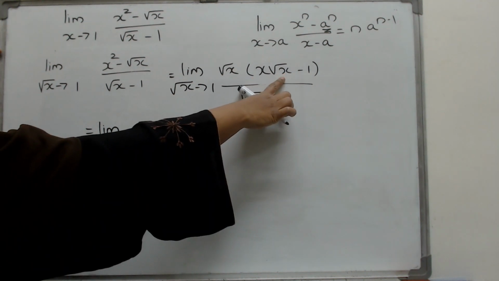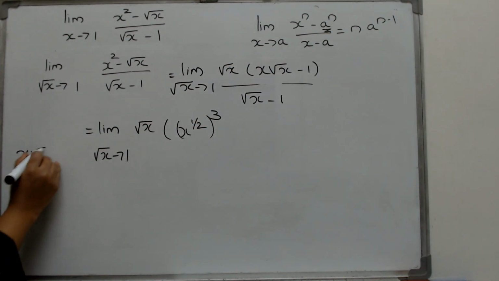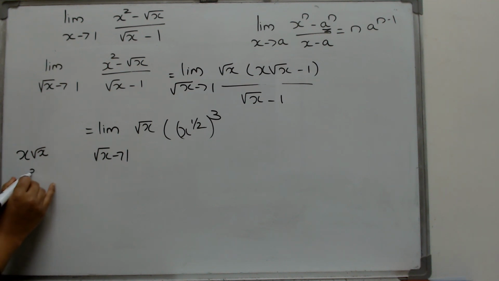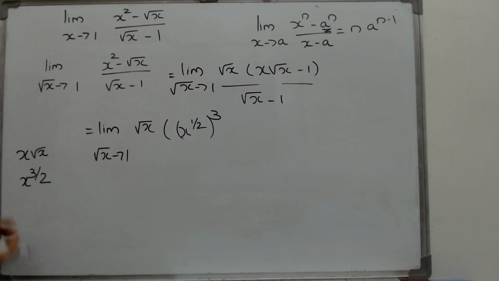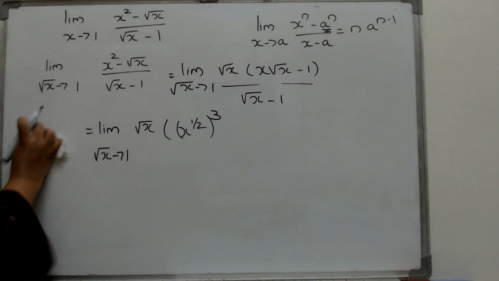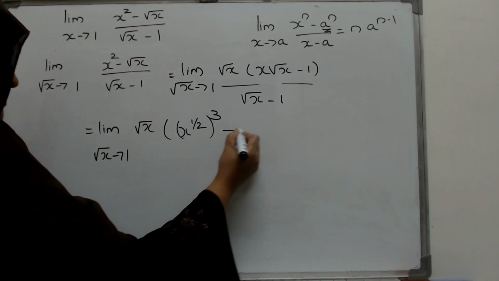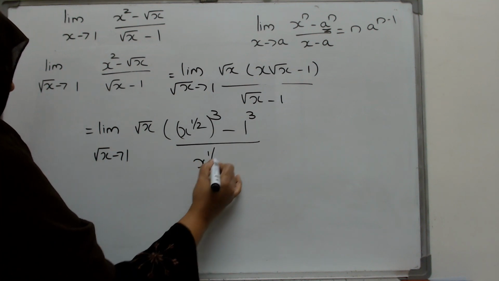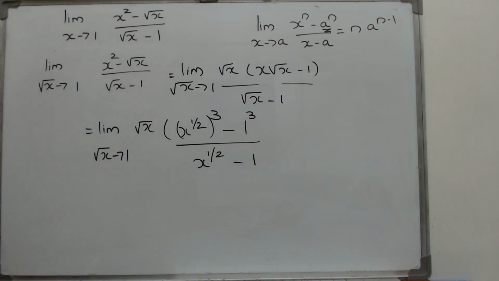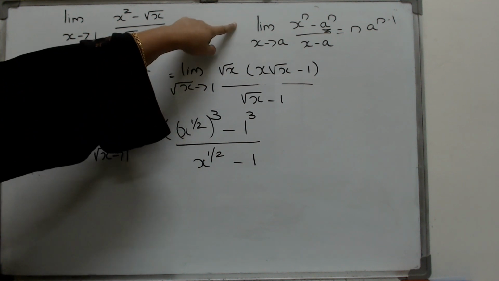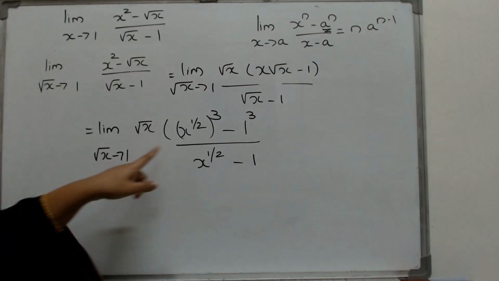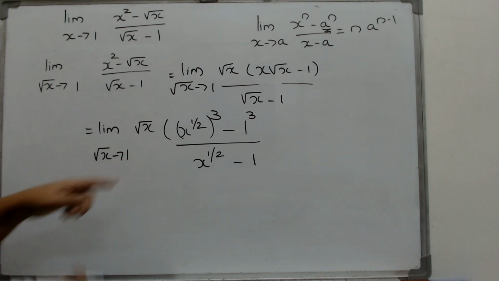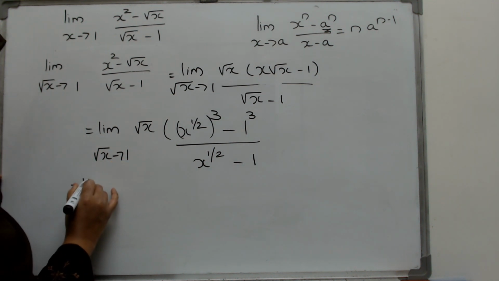This x into x into square root of x is what? It is x raised to 3 by 2, right? So I have expressed it in terms of square root of x. Okay, so now finally we are in this form. We will split the limit. This is the product of two expressions. Let us split them.